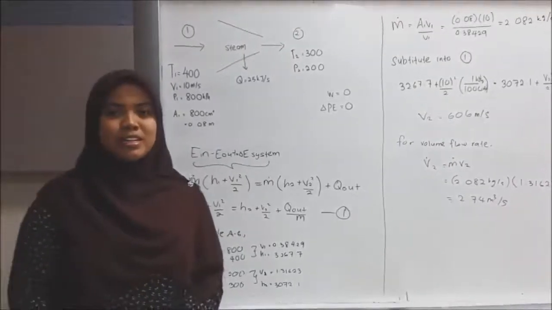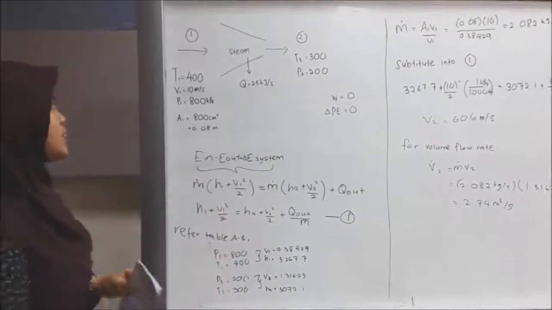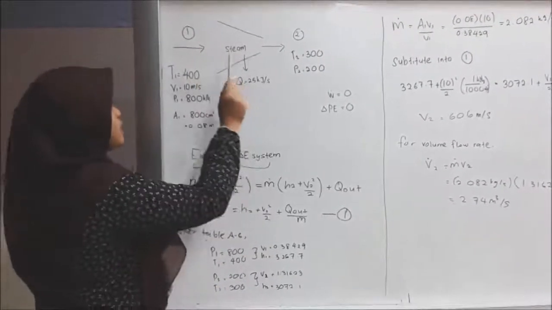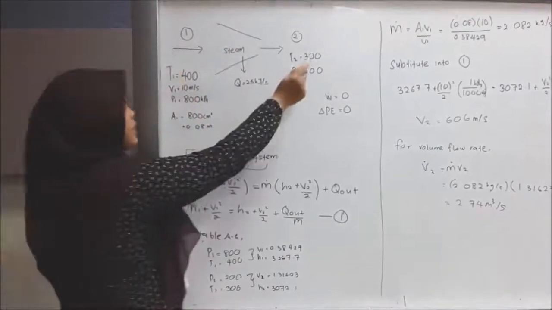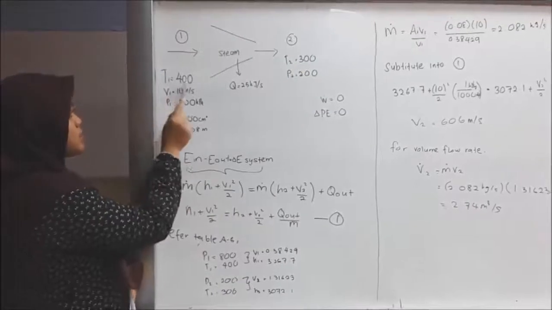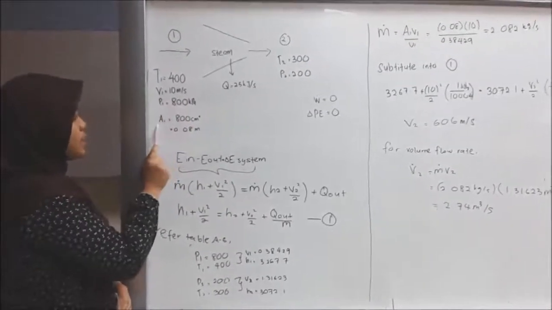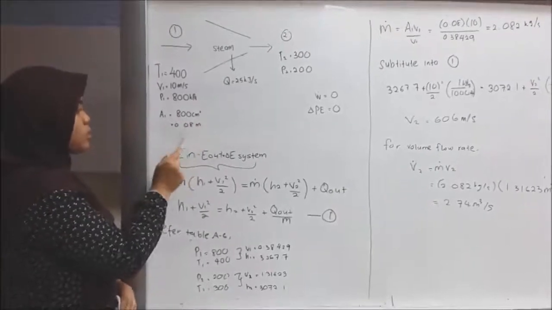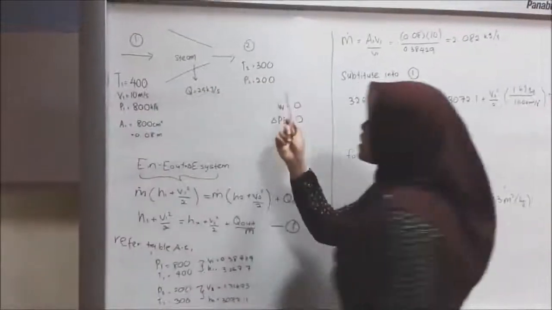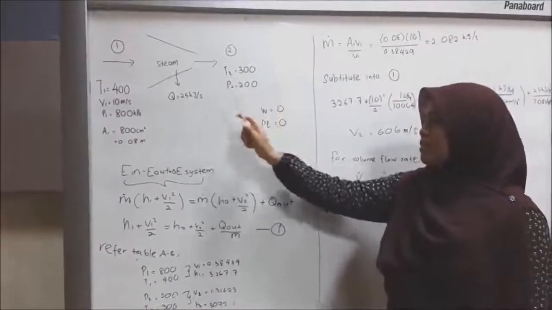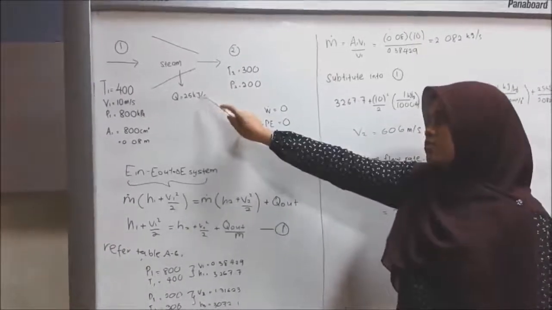Assalamualaikum, my name is Nur Nabila. Today I would like to show you the solution and example for nozzle. I have the question: it's steam, and this is the nozzle, so I have the inlet and this is the outlet. I know the temperature is 400, velocity 10 m/s, pressure 800, inlet area 800 cm squared, so I convert and get 0.08 meter squared. At the outlet, I get temperature 300, P2 200, and for the Q, I got 24 kJ per second.